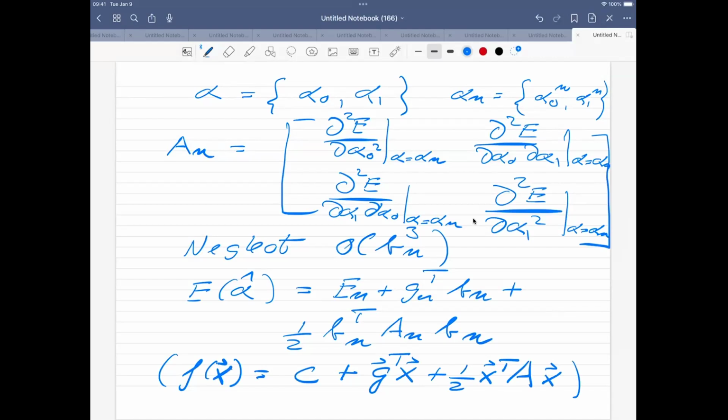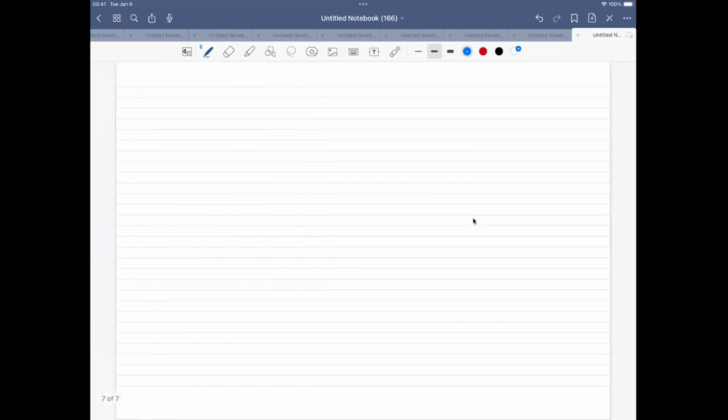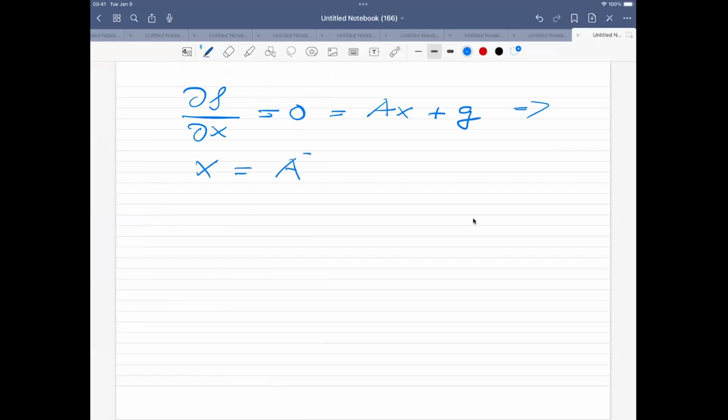Now you can calculate the derivatives of these quantities with respect to x, because this is what we want. If you look at this expression and take the derivative, the gradient, then you see immediately that if I do this df/dx and I want that to be 0, this is just going to be the same as Ax plus this quantity g, and we want that to be 0. So that gives us simply that x is equal to A to the minus 1 times the gradient.